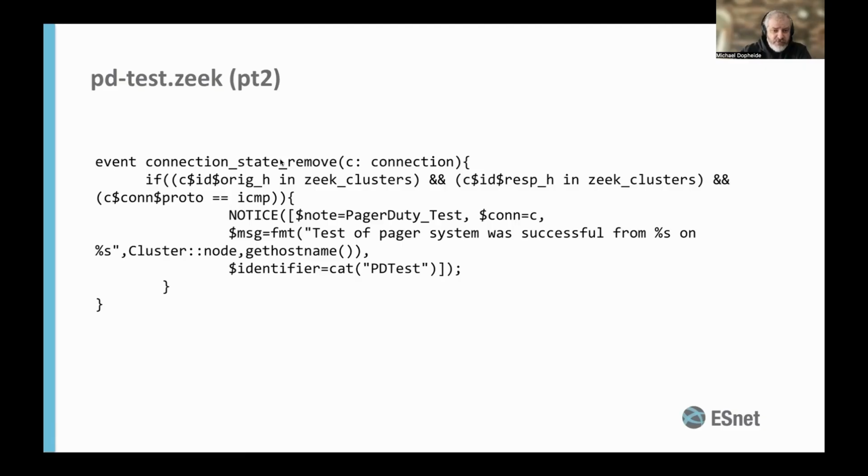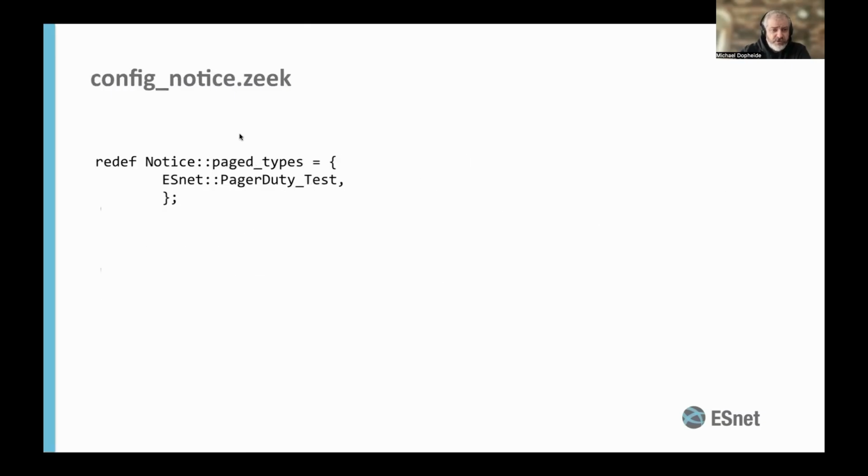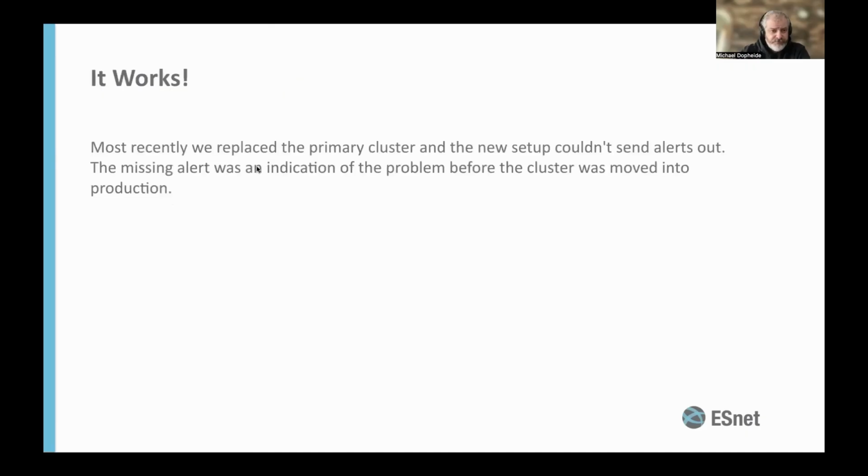During a connection state remove for that ICMP request, we check if the origin is in the Zeek clusters and if the recipient is in the Zeek clusters, and verify that it's ICMP traffic. And then we just generate the notice, the PagerDuty test notice. That goes through the notice framework, where one little configuration line is added, the ESnet module PagerDuty test, to the page types. So that ends up getting paged through alert settings to the engineer.